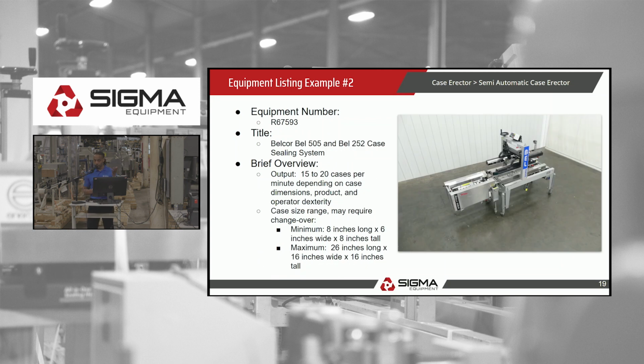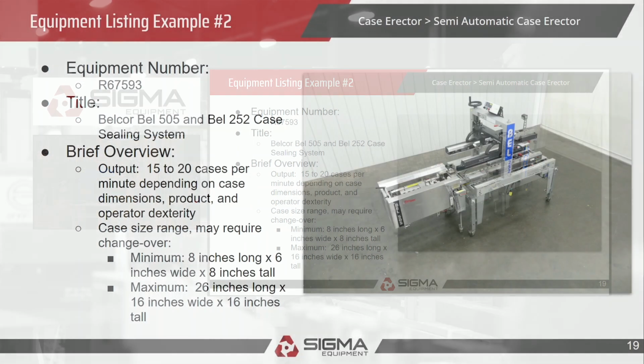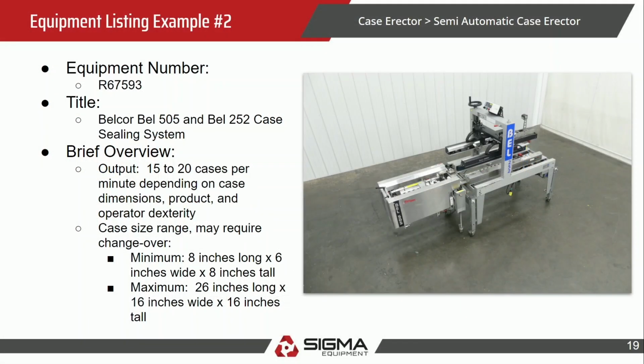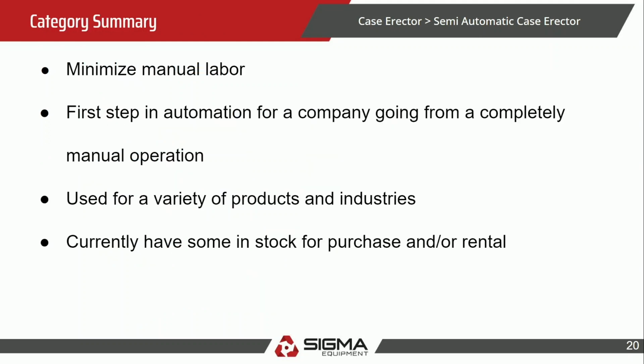And here is a rental unit. We have R67593. This is a Bell Core Bell 505 with a Bell 252 case sealing system. Again, this can do up to 15 to 20 cases per minute, and we have the minimum and maximum case sizes for that as well.